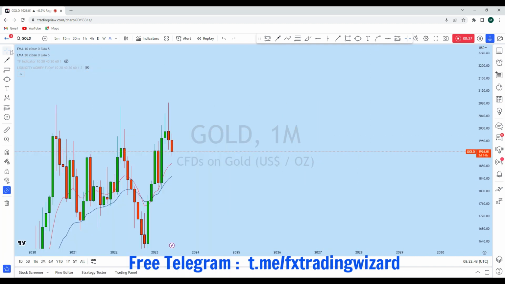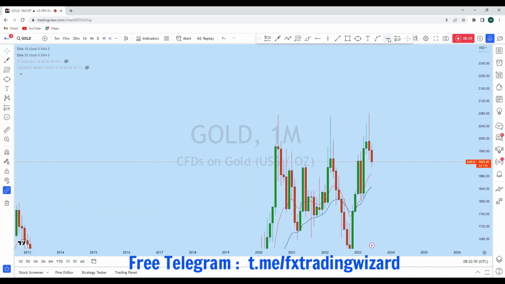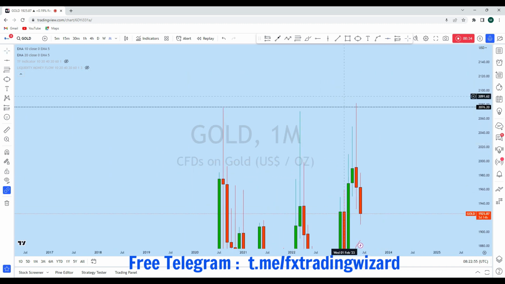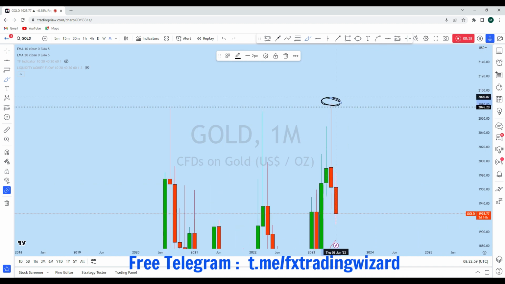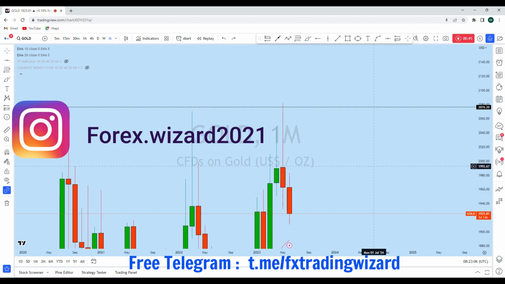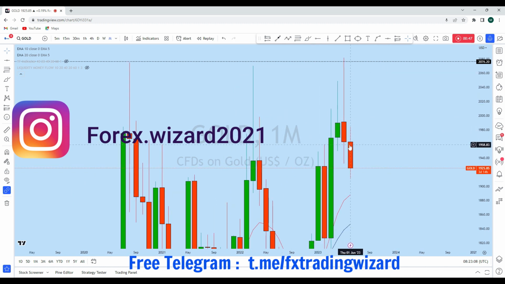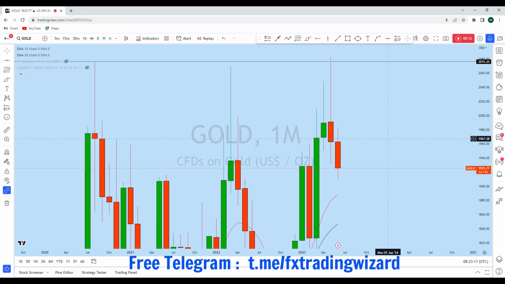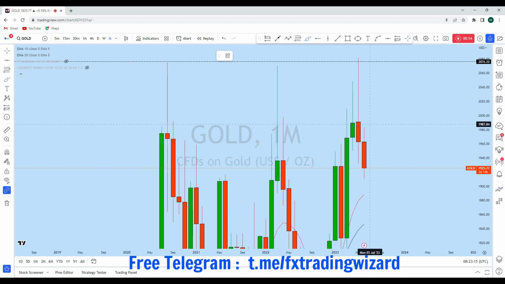From the monthly, we can see that gold in previous months had a very strong rejection from this monthly resistance level. Gold created an overextended market, triggered a huge liquidity, and then created this bearish engulfer. With that monthly bearish engulfer, gold has engulfed the previous monthly candle completely. As a result, this month we have seen that after a little pullback, gold has another rejection towards the downside.